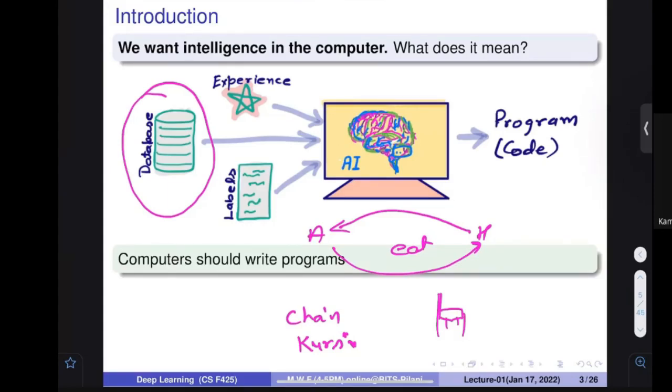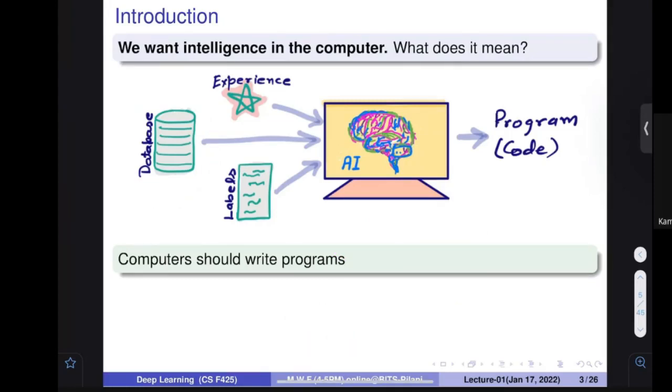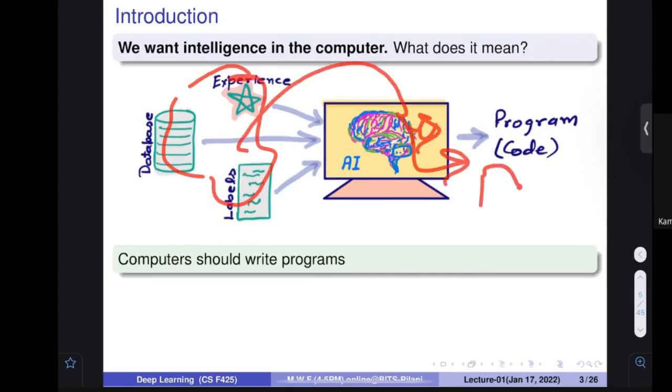So the computer should also utilize all these things, and somehow it has to do the processing. I'm just representing the brain here; it is in no way needed. Somehow the computer is going to combine all these things, and it can come up with something, so that it can write a program.